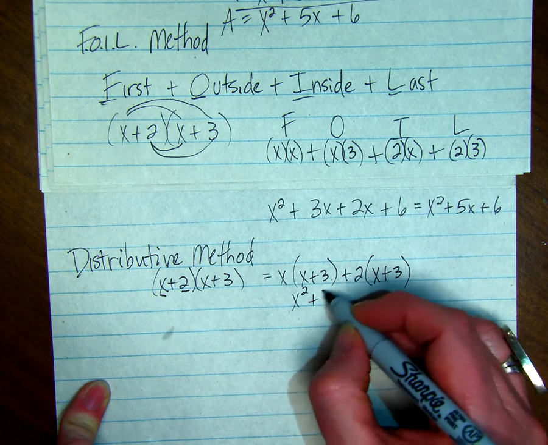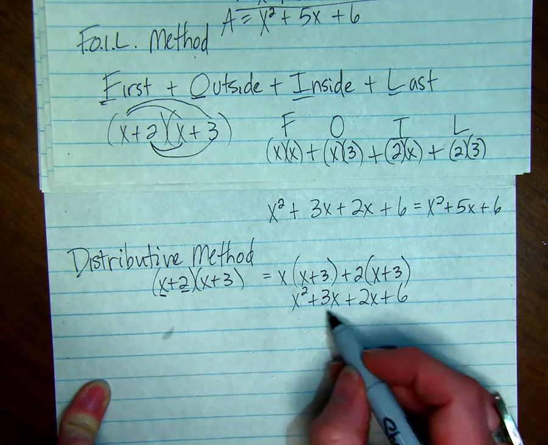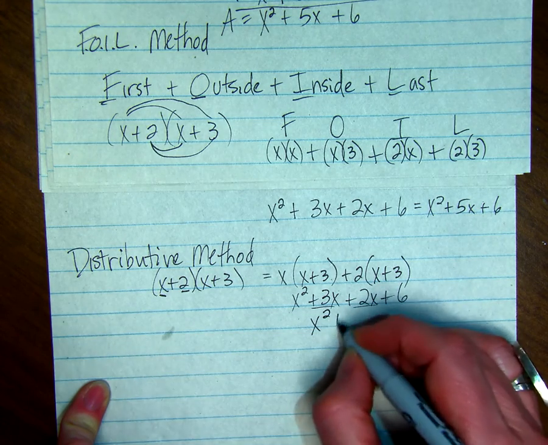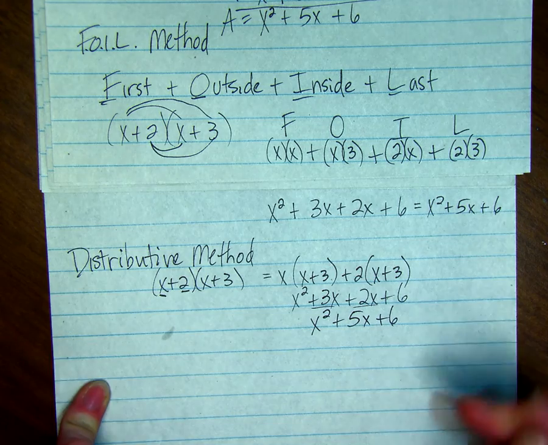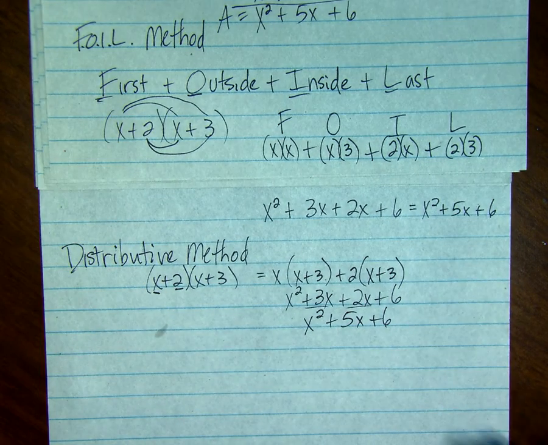We have x squared plus 3x plus 2x plus 6. Again, these are like terms, so we get x squared plus 5x plus 6. Any one of these methods will give me the area of that rectangle with variable dimensions. And that's the end of the lesson.